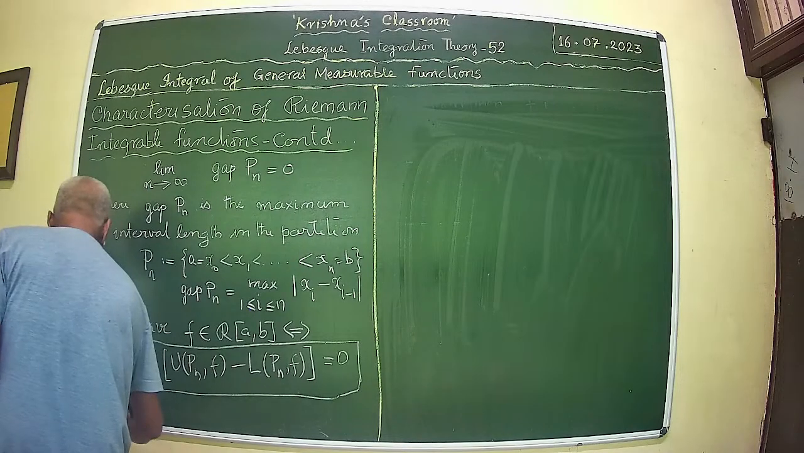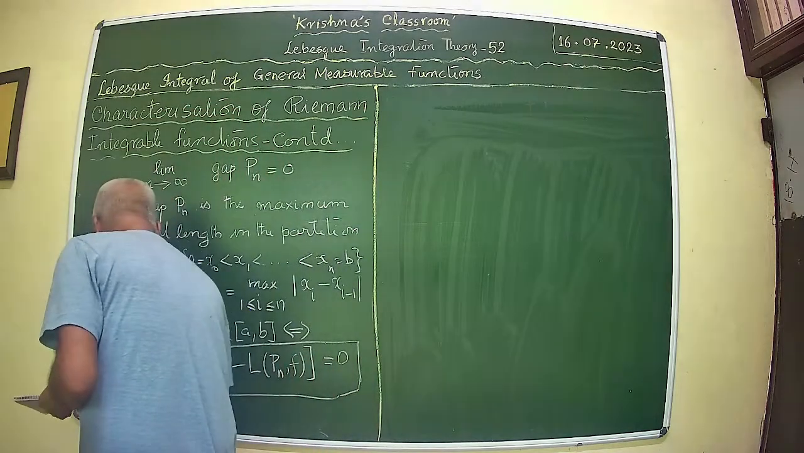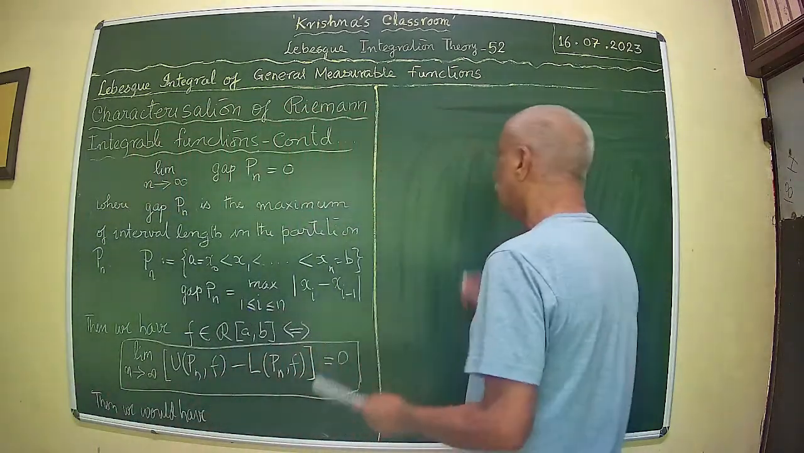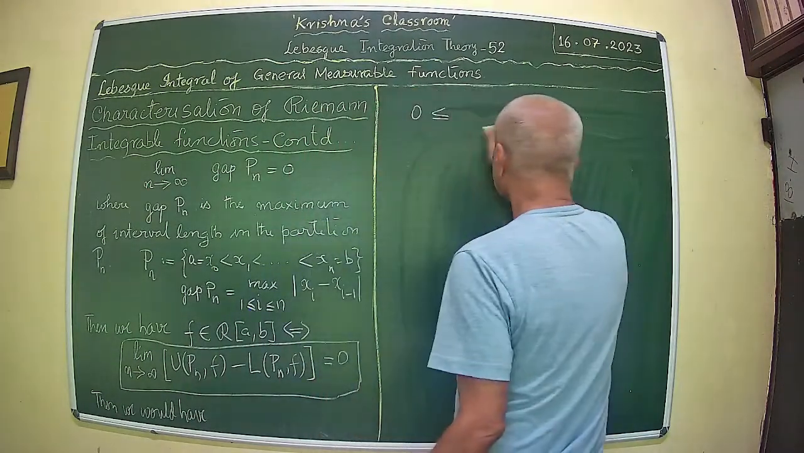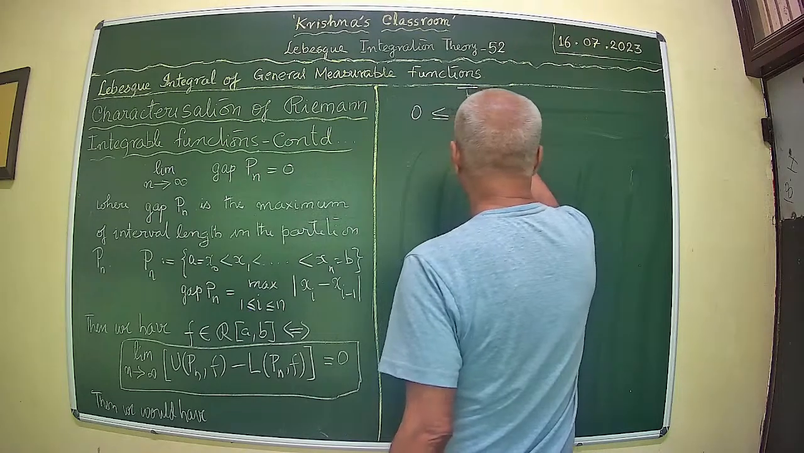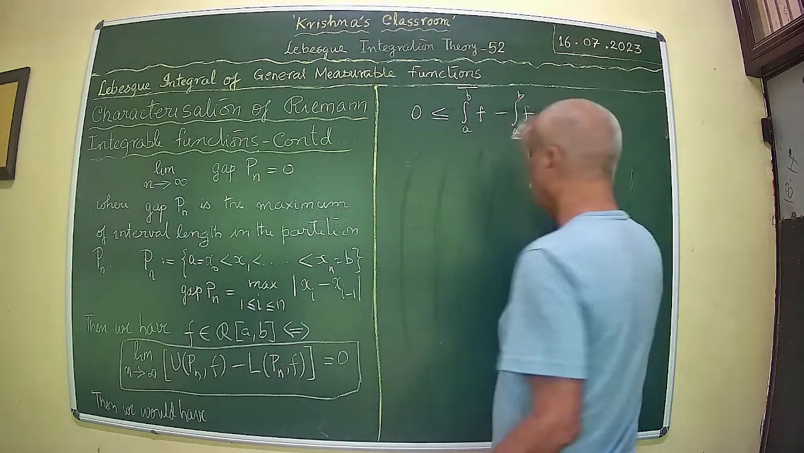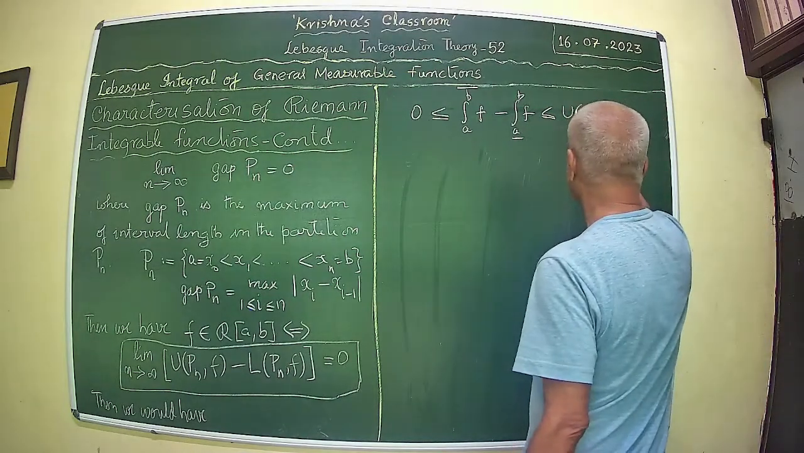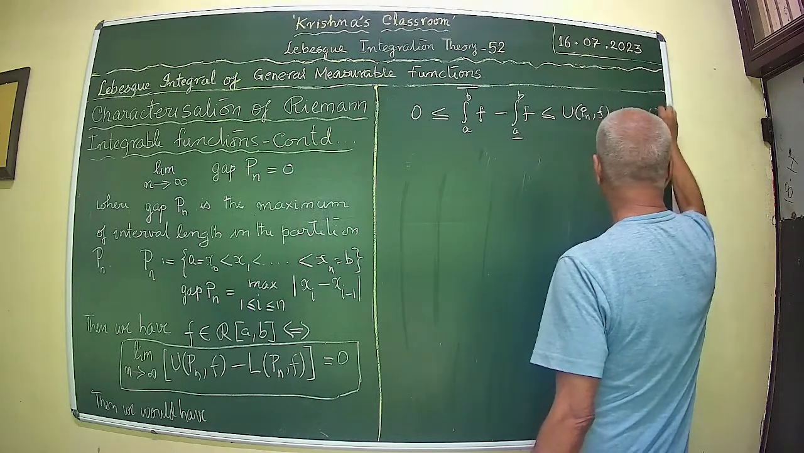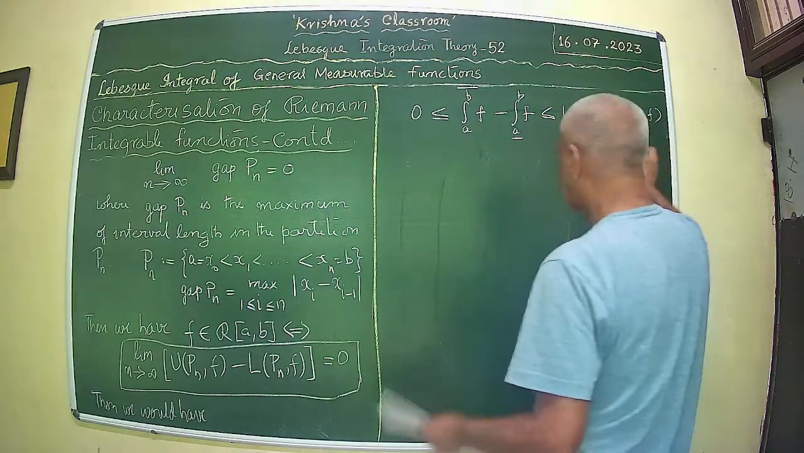Then you would have the following. Suppose we assume this is true. Then this is the proof of this actually. You have 0 less than or equal to the integral from a to b, that is the upper integral of f minus the lower integral of f, which is less than or equal to U minus L, and what you are proving is that this goes to 0.